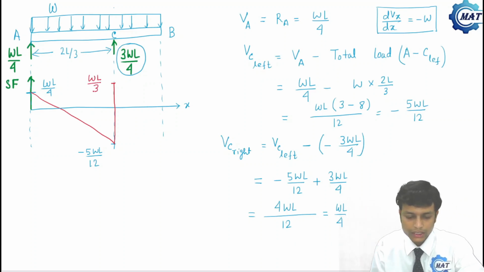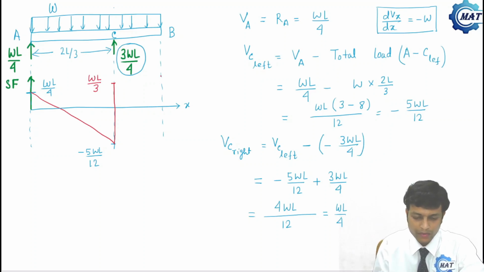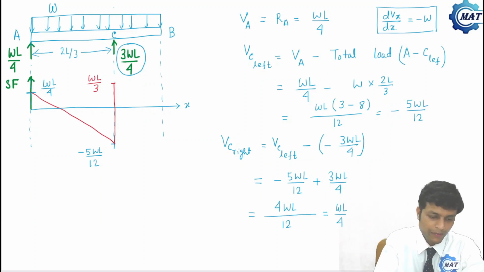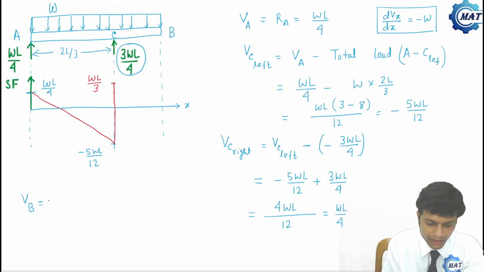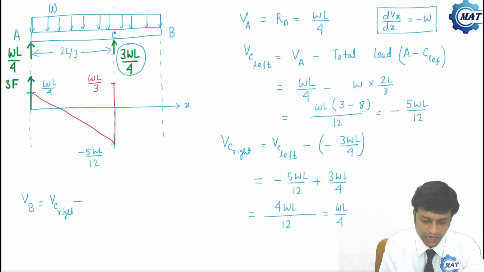Then what is shear force at point B? Shear force at point B is shear force just right of point C, minus the total load between C right and B. VC right is WL by 3.